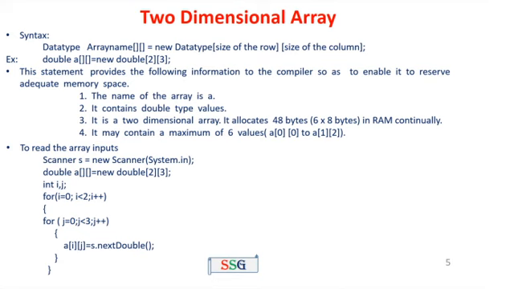For i equal to 0, i less than 2, i plus plus. That means the i index position is 0 and 1. j equal to 0, j less than 3, j plus plus. The index position for the j variable is 0, 1 and 2. The next one, a[i][j] equal to s.nextDouble. That means it will get the input from the user for all the 6 elements.